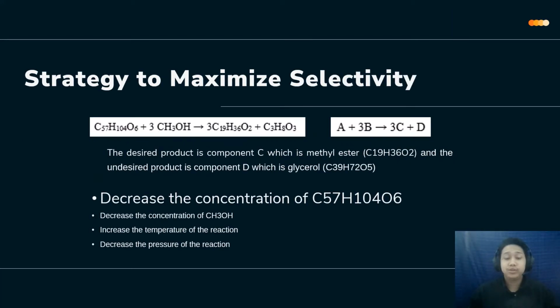The next is the strategy to maximize selectivity. Here, the reaction is as follows, and we can assume that it is A plus 3B to 3C plus D. The desired product is component C, which is methyl ester, and the undesired product is component D, which is glycerol. And the steps to maximize selectivity in this case are: first, to decrease the concentration of the glycerol; second, to decrease the concentration of the methanol; third, to increase the temperature of the reaction; and the last is to decrease the pressure of the reaction.